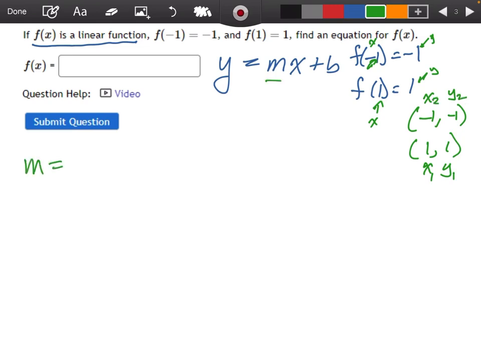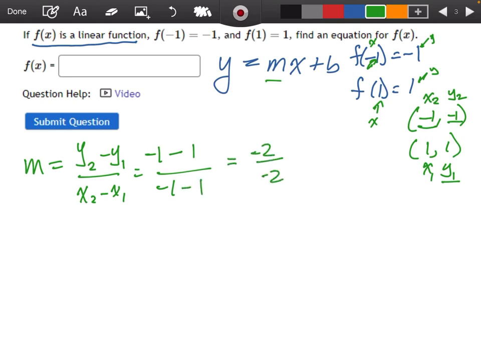The first thing I want to do is find the slope of my line. So the formula, y'all, for the slope of my line is y2 minus y1 over x2 minus x1. So I'm going to take -1 minus +1, and I'm going to take -1 minus +1 again. So let's see, that's -2, that's -2. -2 divided by -2, y'all, is +1, okay? So I'm getting a +1 for my slope. This is my m, okay?